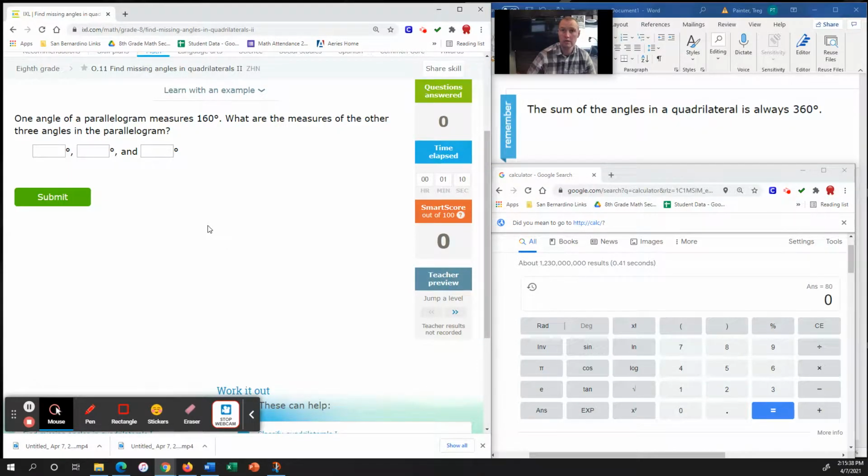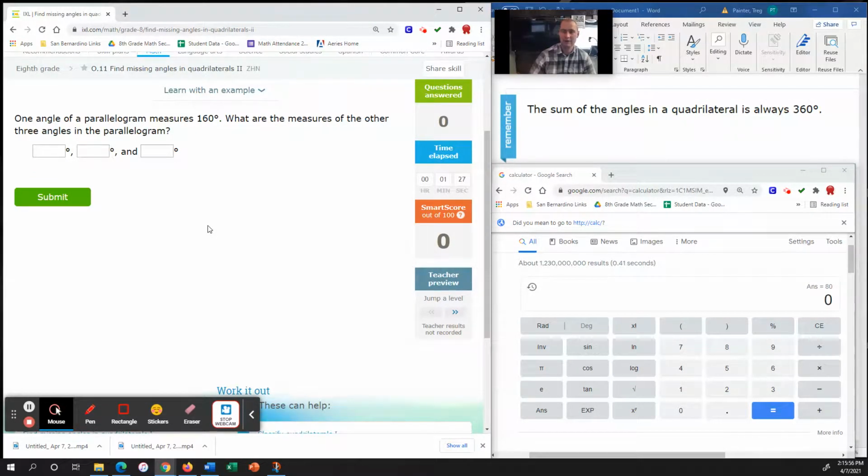Today we're working on O.11, classify angles in quadrilaterals 2. So if you haven't done so, please watch O.10, classify angles in quadrilaterals 1 to get an idea of what to do in this one. This one's going to be a little bit more tricky, but it won't be bad. All right, let's go ahead and get started.